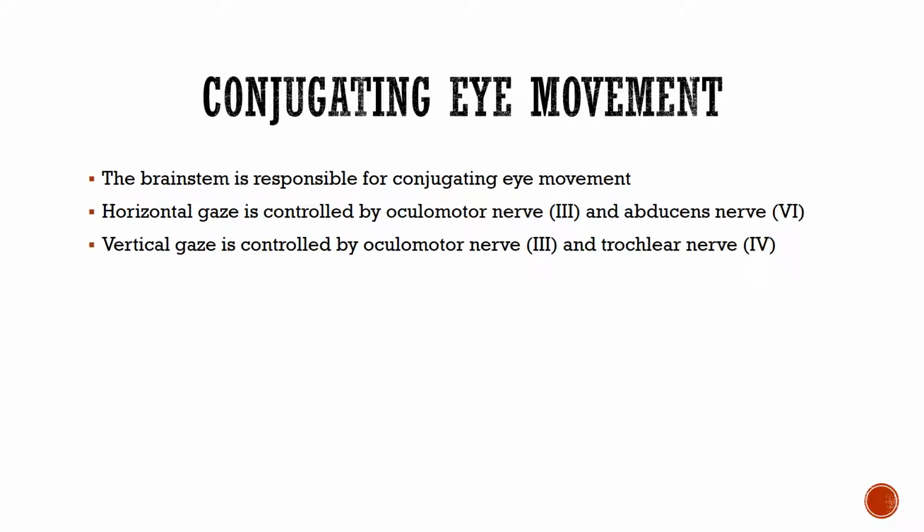The brainstem is also responsible for conjugating eye movement both vertically and horizontally. Horizontal gaze is controlled by cranial nerves 3 and 6, which are the oculomotor nerve and the abducens nerve. Vertical gaze, on the other hand, is controlled by cranial nerves 3 and 4, which are the oculomotor nerve and the trochlear nerve.